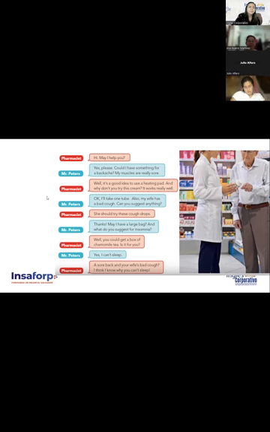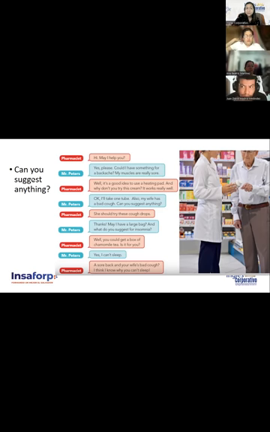Okay, so can you suggest anything? This is the question, like, can you suggest anything? He's asking for that. What is he asking for? Suggestion, exactly. What do you suggest? Right? What do you suggest for insomnia? For example, guys, the problems that we mentioned in the homework, like I can't concentrate in the class, for example. What do you suggest? Can you suggest anything for that?